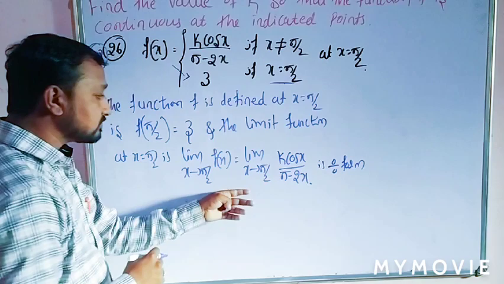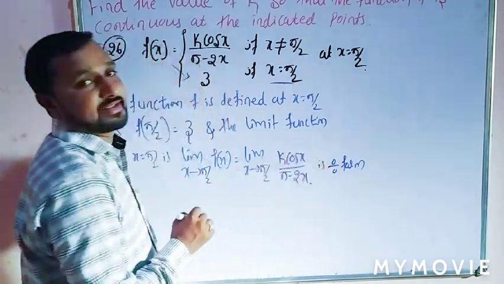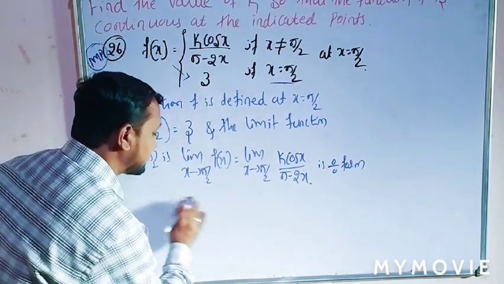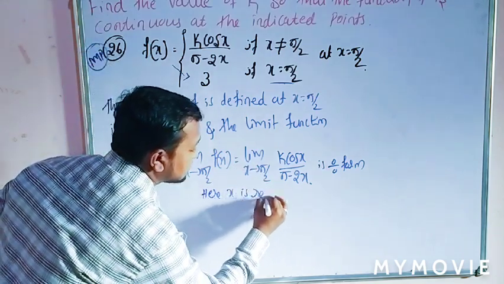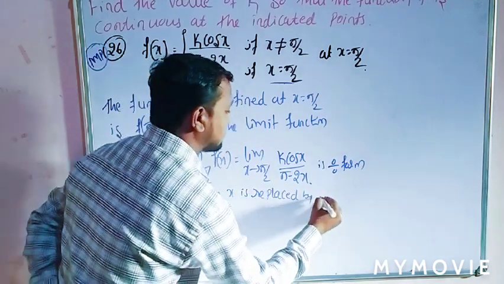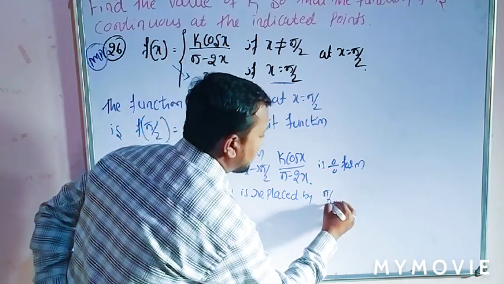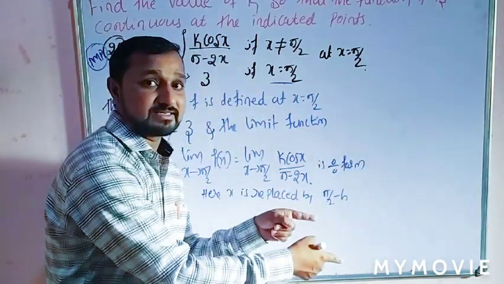Okay, so here what is the way? So x is replaced by another quantity. Okay, so I can take here x is replaced by pi by 2 minus h. X is replaced by pi by 2 minus h. See that?